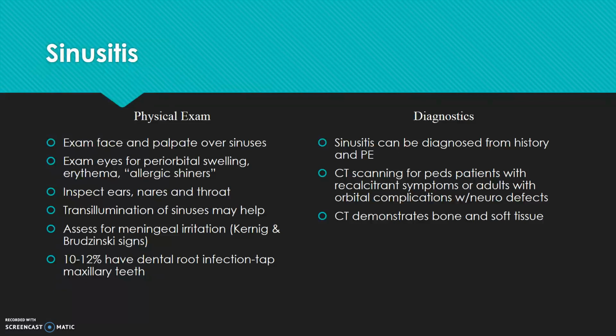Diagnostically, it can be diagnosed from history and physical exam. There's some CT scanning for pediatric patients with recalcitrant symptoms or adults with orbital complications or neuro deficits. This can be a serious situation, and you have to never lose sight of that. Remember that CT demonstrates both bone and soft tissue versus the MRI, which is getting the soft tissue and tumors more so.